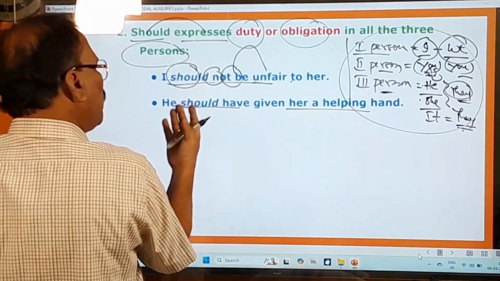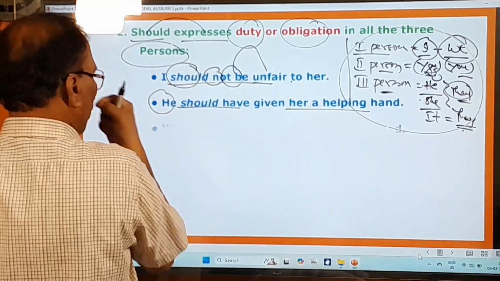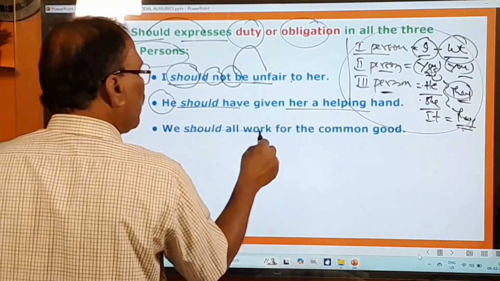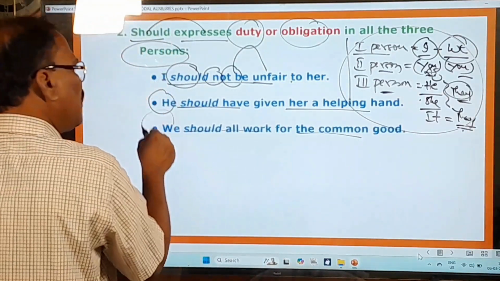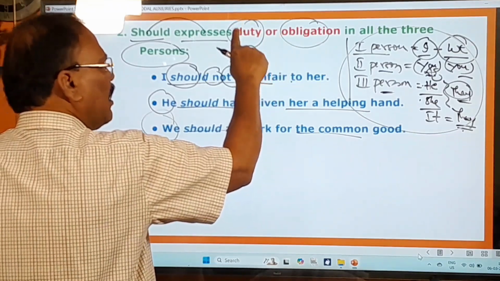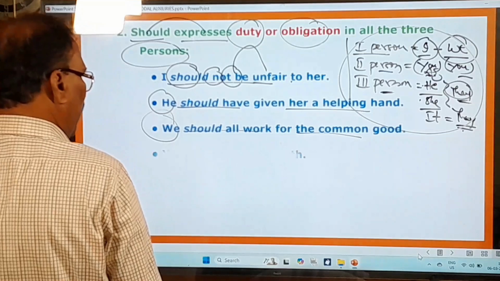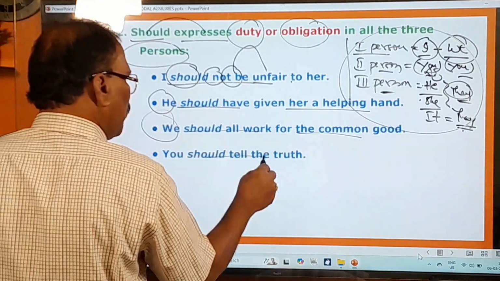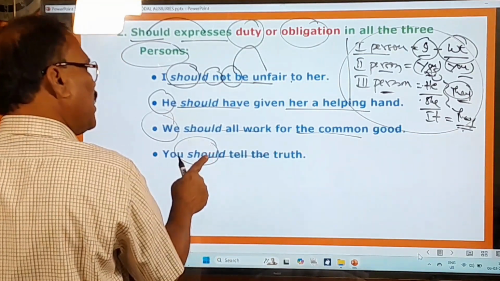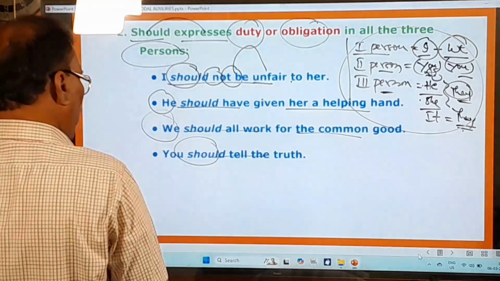It is the duty of this man, it is the obligation of this man, right? And you go to the next one. We should all work for the common good. So it is our duty, it is our obligation. ఇది మన డ్యూటీ, ఇది లేదా బాధ్యత. So we should all work for the common good. And you should tell the truth. So it is our duty, it is our obligation. So you should tell the truth.